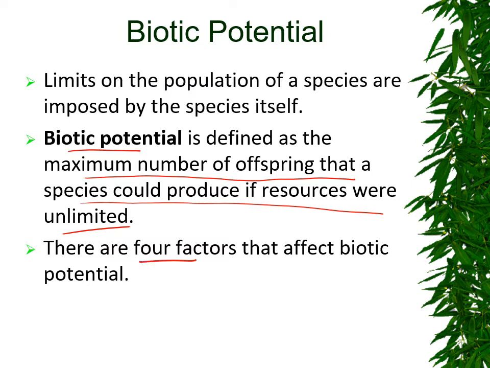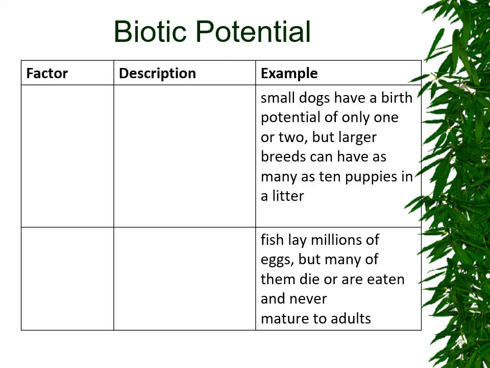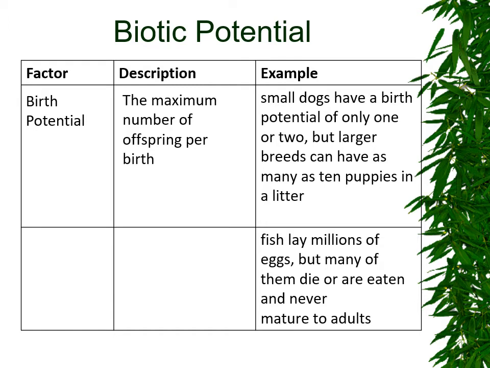There are 4 factors that will affect biotic potential, and we want to go through those. The first factor is your birth potential, the maximum number of offspring per birth. Small dogs will generally only have 1 or 2 babies per litter, whereas larger breeds could have as many as 10 puppies per litter. Rabbits have 7 to 15 in a litter. Again, it's the number that it can have per birth.